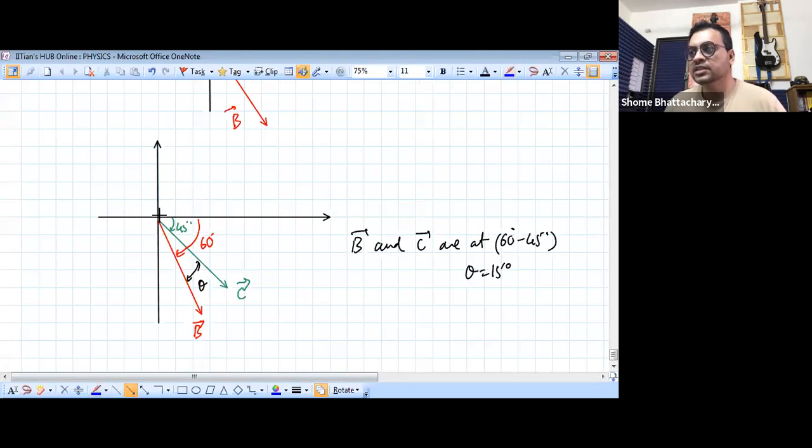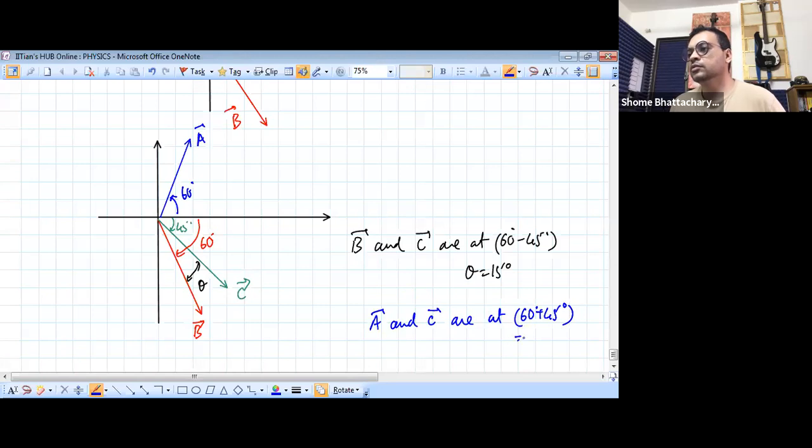And similarly, in the same diagram, E is over here. So, E angle 60 here. You can see that E and C are at 60 plus 45 or 105 degrees.